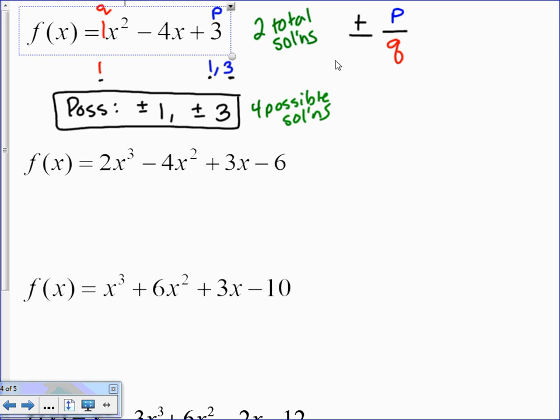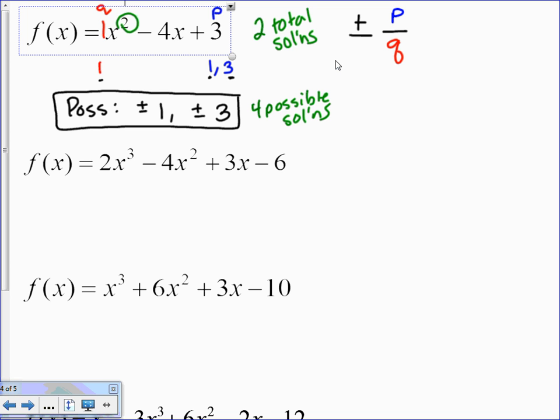What part of the polynomial tells you there are 2 total solutions? Something in the polynomial. Oh, the exponent is 2. The exponent, the degree, right? The highest exponent, the degree, is equal to the total number of solutions. So of those 4 possible solutions, at most 2 of them could work.